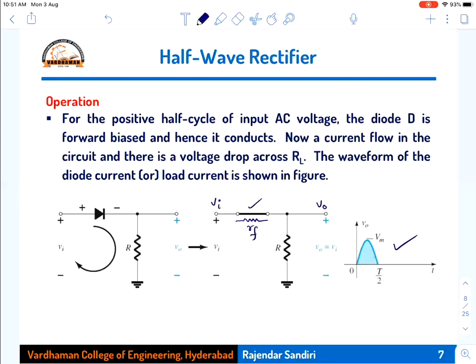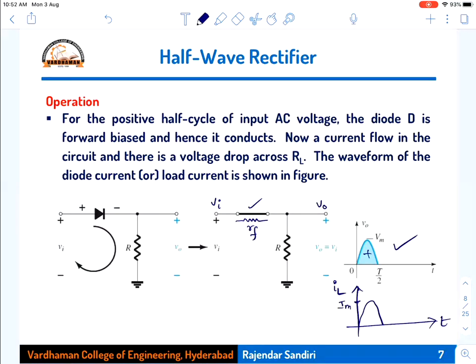Then you will get the output voltage as a sine waveform in the positive direction. Now the current flows in the circuit and there is a voltage drop across RL. The waveform of the diode current or load current is shown like this. If you want to draw the current IL, then IL also will be a sine waveform with a peak value of Im.